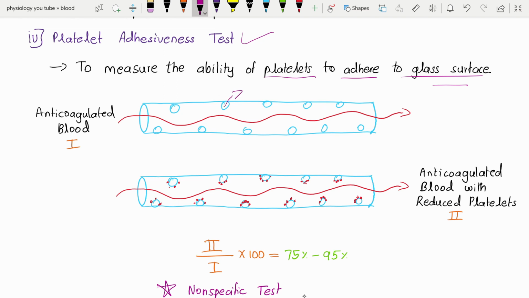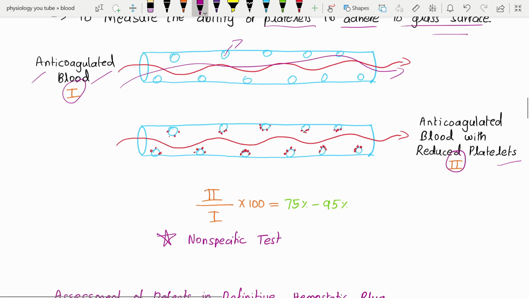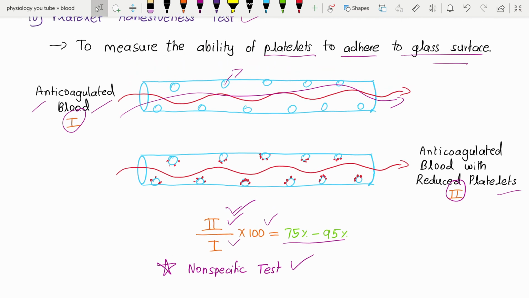Firstly, we will take the anticoagulated blood and we will pass it through these tubes. Once we pass through these tubes, we will again check the platelet numbers. Initially, we will note the platelet number and we will take it as sample 1, and then later we will take it as sample 2, and we are going to check out the percentage. Sample 2 by sample 1 into 100 gives the percentage that will be normal within the range of 75 to 95%, and it's a non-specific test because it might not clearly mention what is the problem with the adhesiveness.